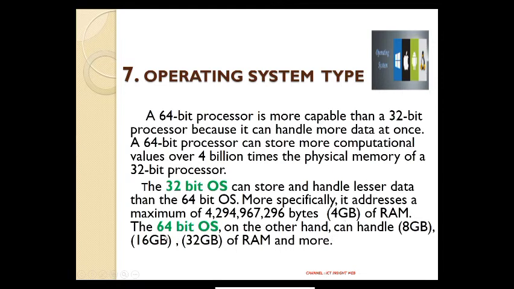But when you install a 64-bit operating system, you can have as large as 8 gig RAM, 16, 32, and even more. So you have the tendency to have more slots for RAM, which will aid the speed of your computer system. Can you see that a 32-bit OS can store and handle less data than the 64-bit OS? The 64-bit will do double of this processing at a time.